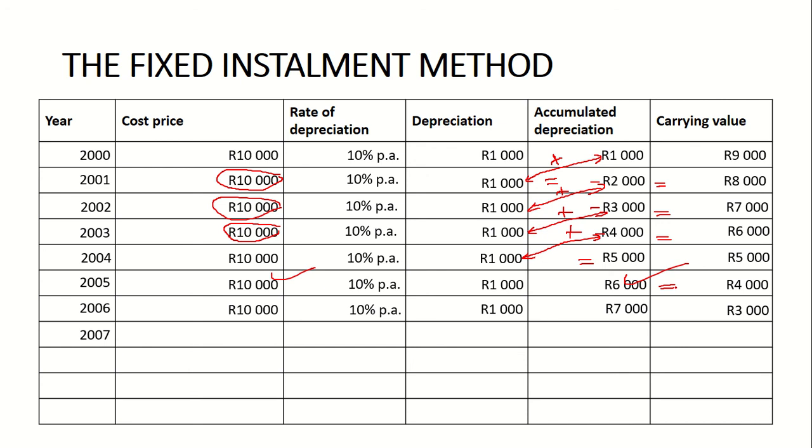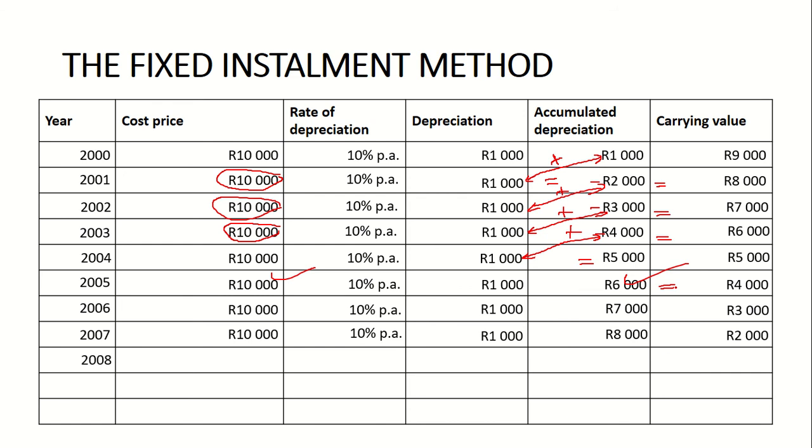For 2007, my cost price is still 10,000. Depreciation rate is still 10%. 10,000 times 10% is 1,000. 7,000 plus 1,000, to get my accumulated depreciation, it'll simply give me 8,000. To get the carrying value, I will take the cost price of 10,000 and minus 8,000. It'll give me 2,000 rand.